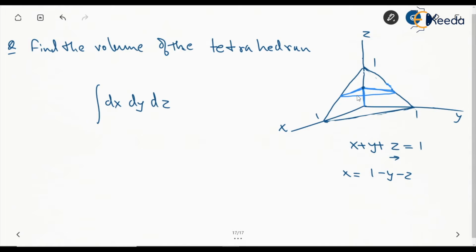So this point is 0, right? This line is x equal to 0. This line is x equal to 0. So it starts from x equal to 0, and as per the plane it lies on this line. So we can get this value of x from the plane equation, and it will be 1 minus y minus z. Now talking about the limits of y and z, we can again come back to the yz plane.